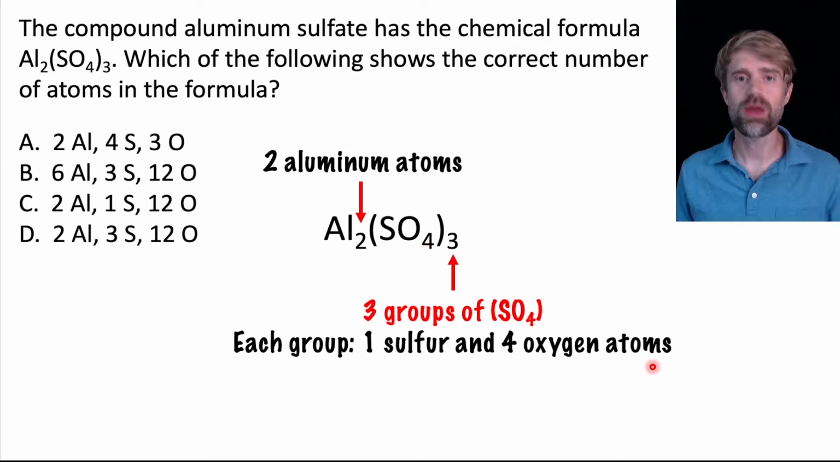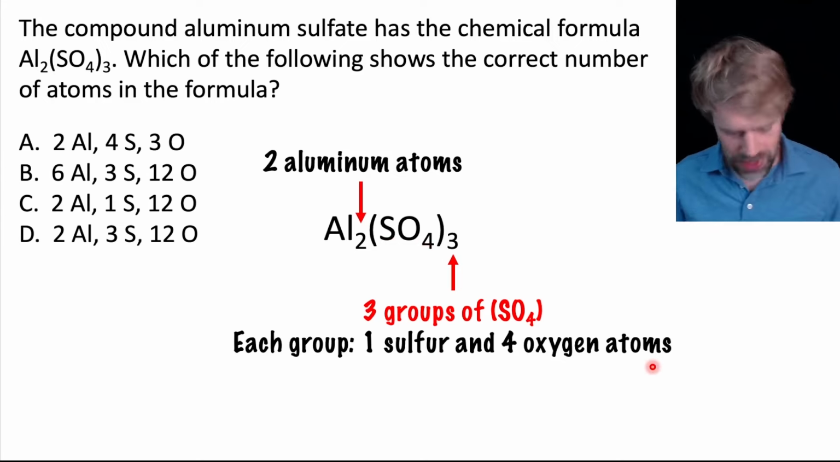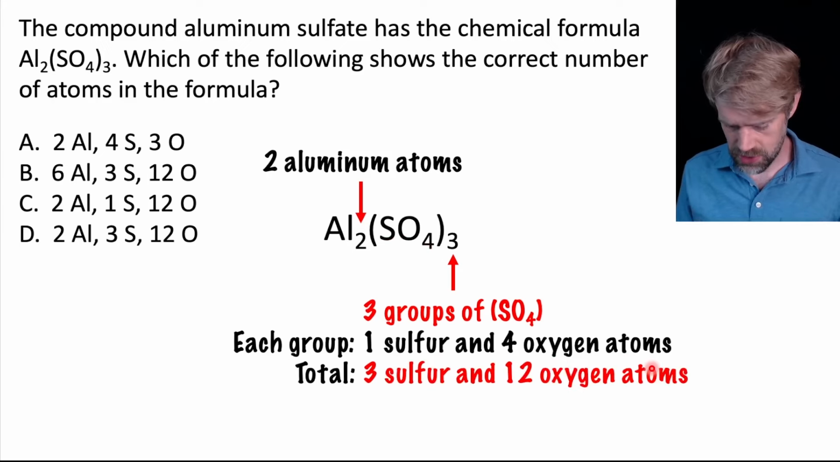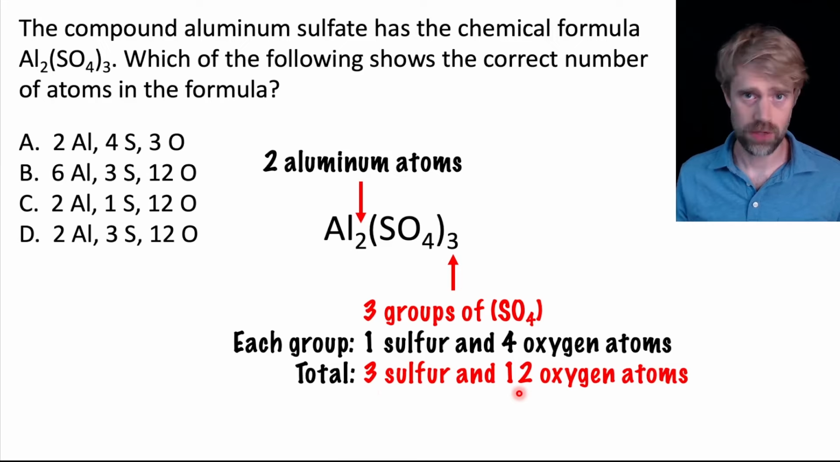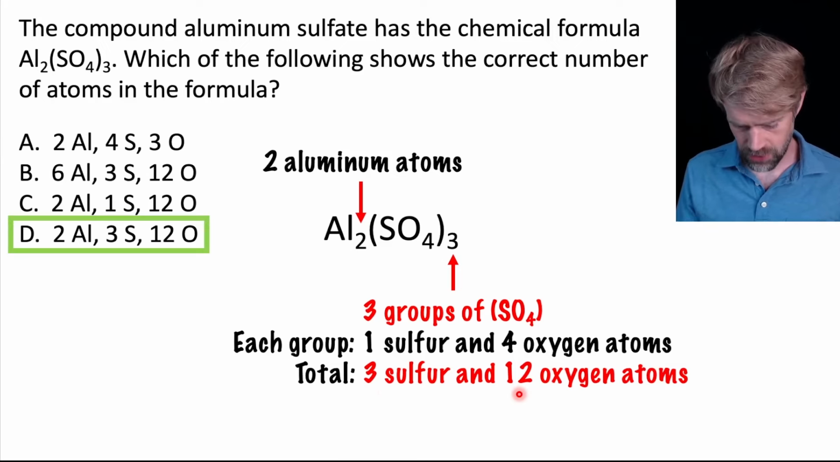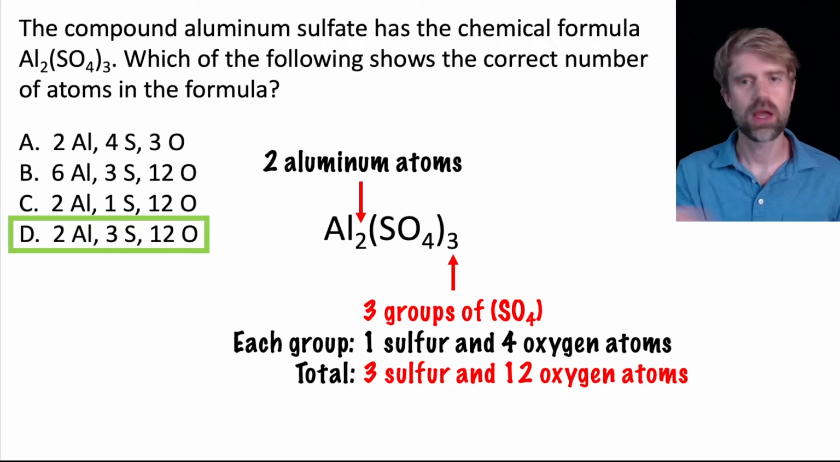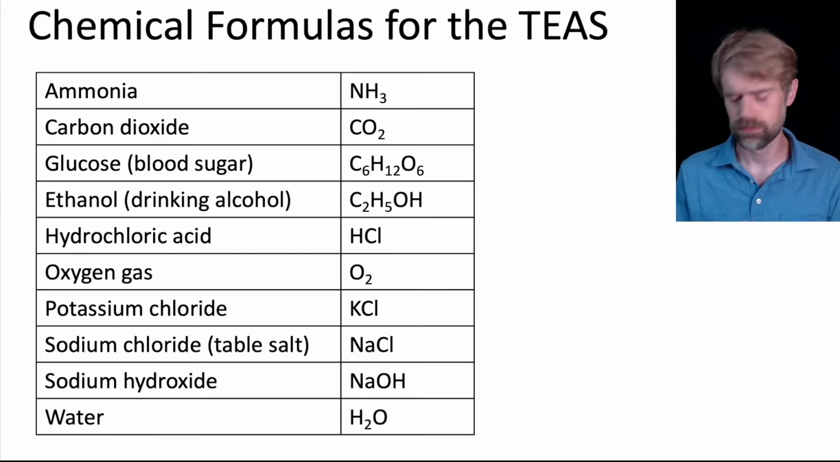But we have 3 groups. We have 3 groups of the SO4. So that means that in total we have 3 sulfur and we have 12 oxygen. So altogether we have 2 aluminum, 3 sulfur, and 12 oxygen. Know how to use parentheses, and you'll be able to ace questions like this.